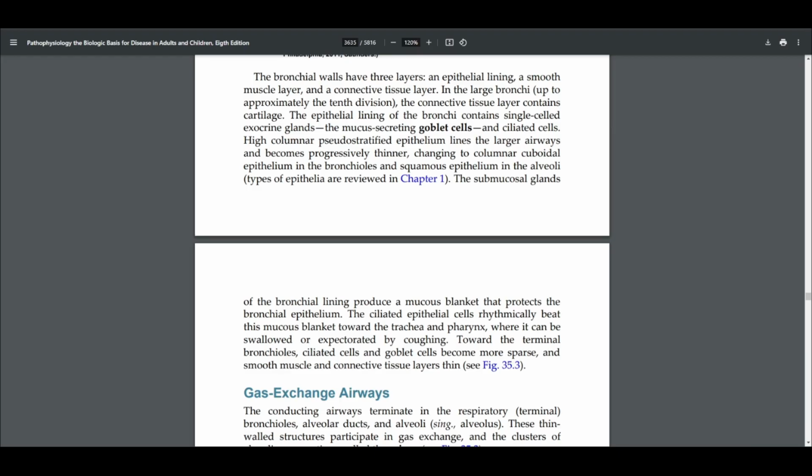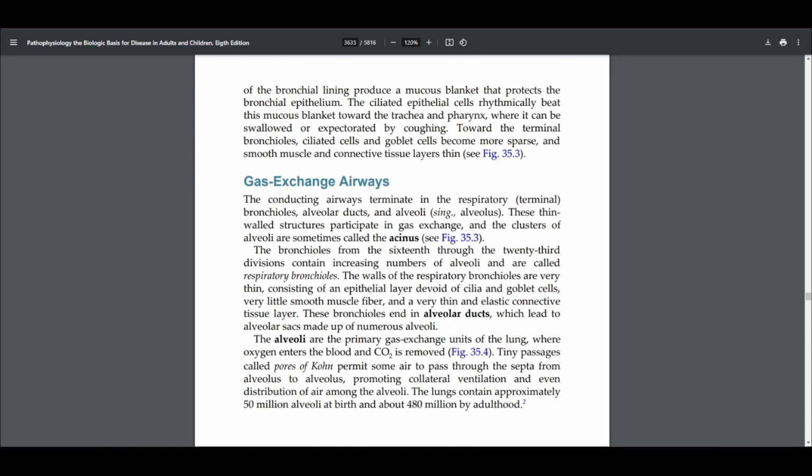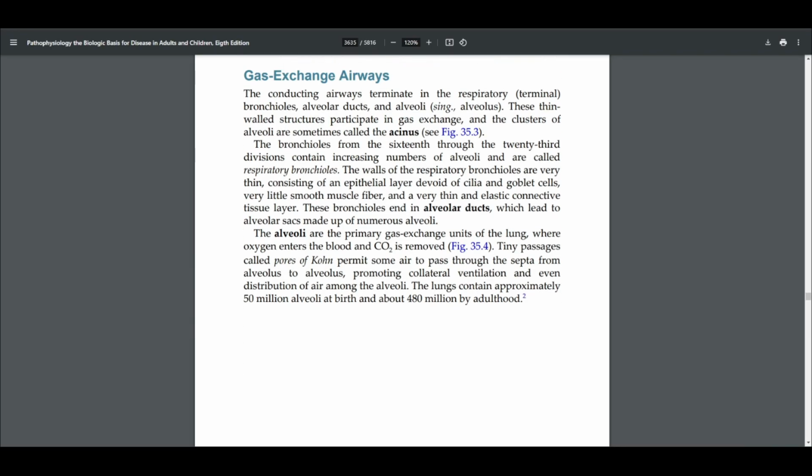The submucosal glands of the bronchial lining produce a mucus blanket that protects the bronchial epithelium. The ciliated epithelial cells rhythmically beat this mucus blanket towards the trachea and pharynx, where it can be swallowed or coughed out. Towards the terminal bronchioles, ciliated cells and goblet cells become more sparse, and smooth muscle and connective tissue layers begin to thin. So what is that gas exchange airway?